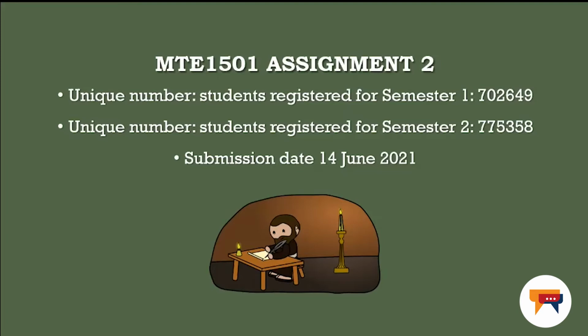The unique number for students registered for semester 1 is 702649, and the unique number for students registered for semester 2 is 775358. Now, the submission date is the 14th of June 2021 for all students. You will also see that some of you received a letter to say that you are early completers. So if you are an early completer, you would get another date. I posted it yesterday on your announcements, but don't you worry about that. For now, for everybody, this submission date is 14 June.